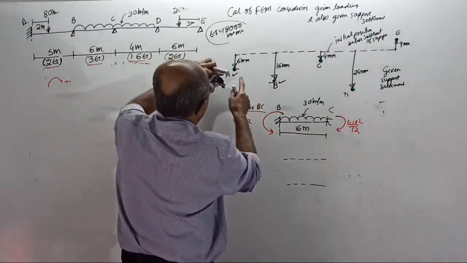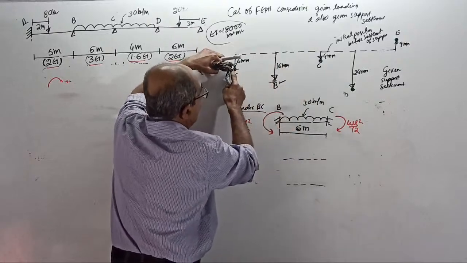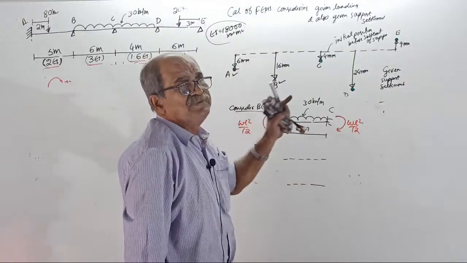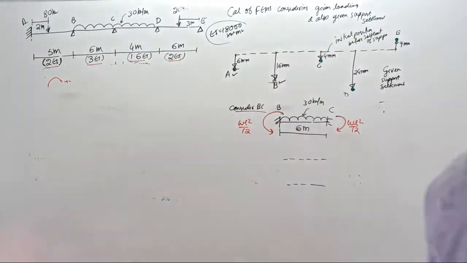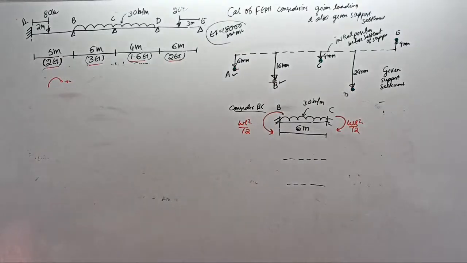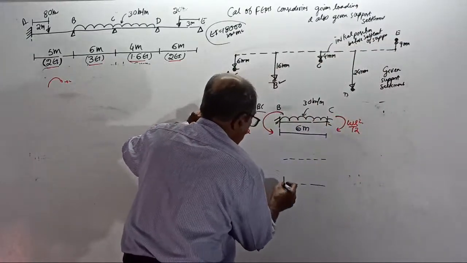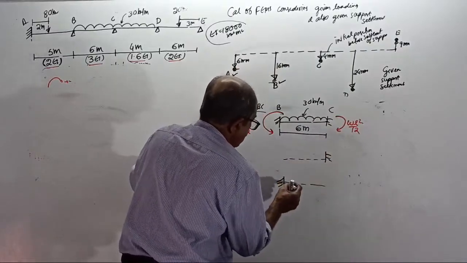When I consider AB, A is above, B is below. When I take left side, it is above, right side below. When I take BC, tell me, left side B is below or A is below? When I take BC member, which is below? B is below. Therefore, support B is below. C is above. So the elastic curve will go this way.